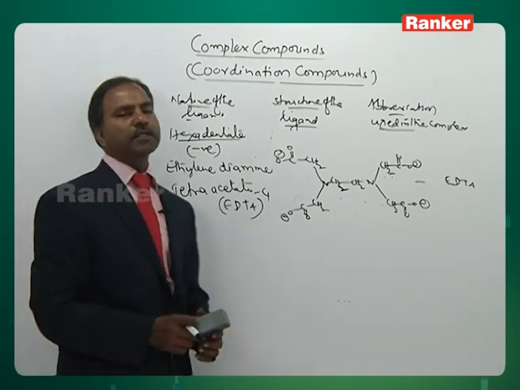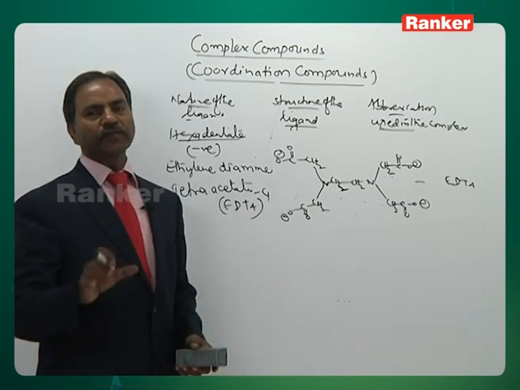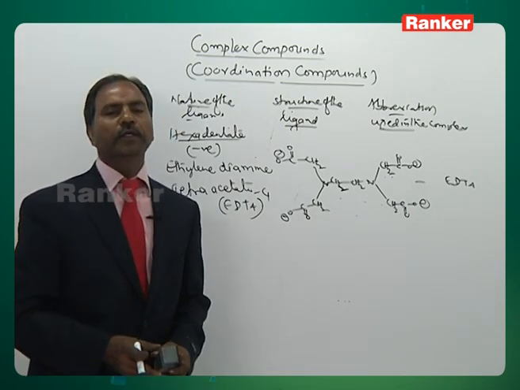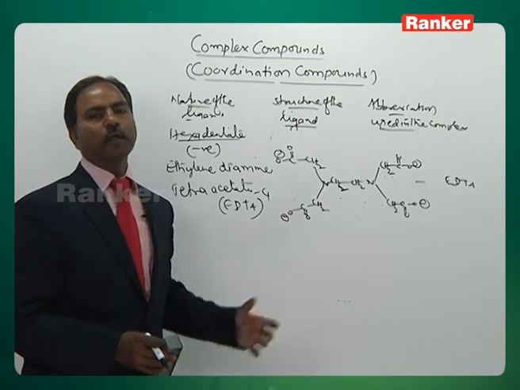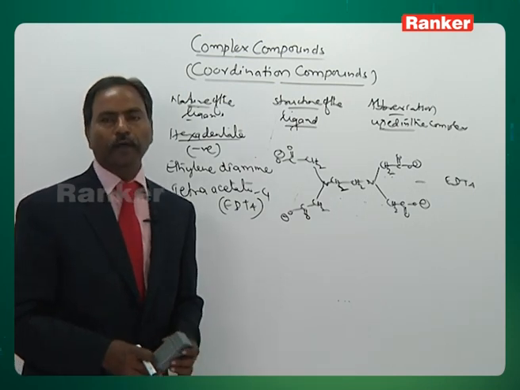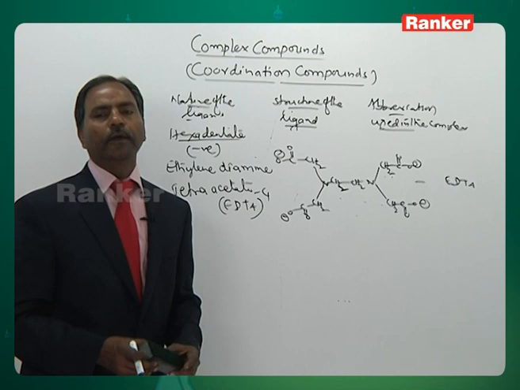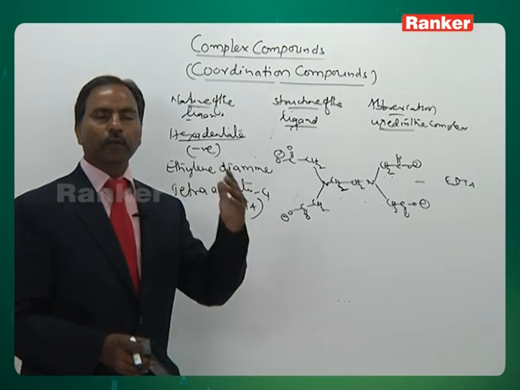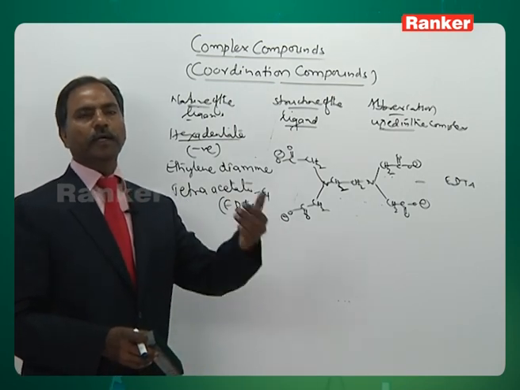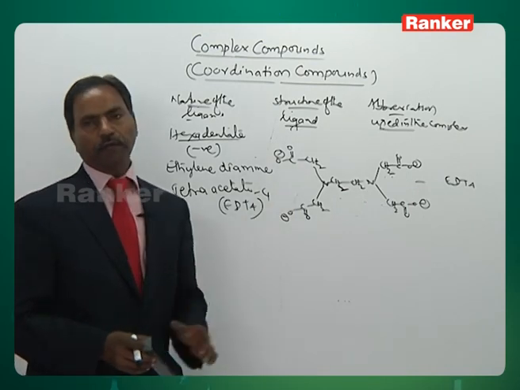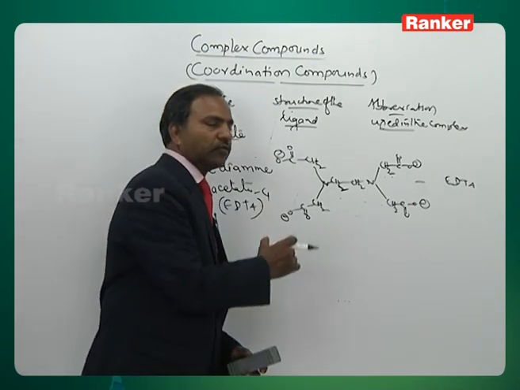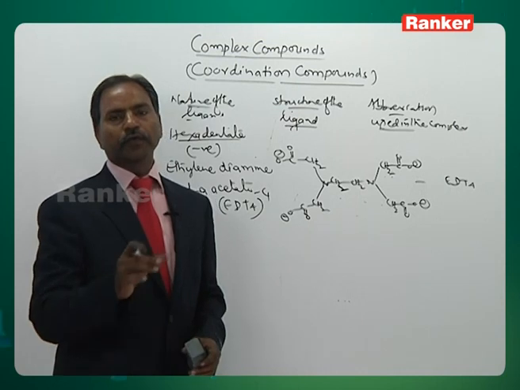Next, this is the classification I have given to you. Classification of ligand based on charge and density. See the classification: monodentate, bidentate, tridentate, tetradentate, pentadentate and hexadentate. Either neutral ligands or positive ligands or negative ligands, all the different types of ligands we have covered. This is the classification based only on what I said, charge and density.